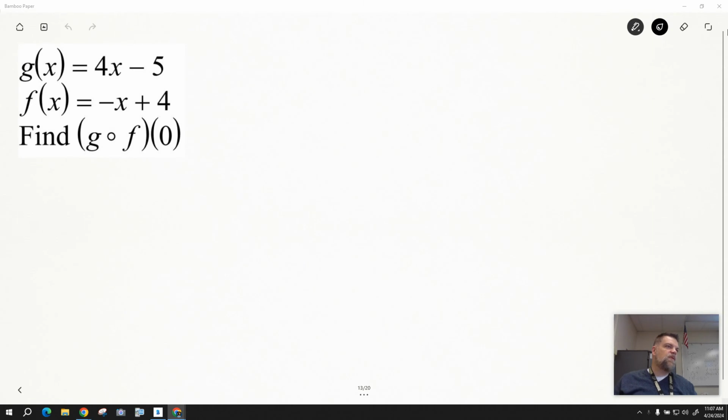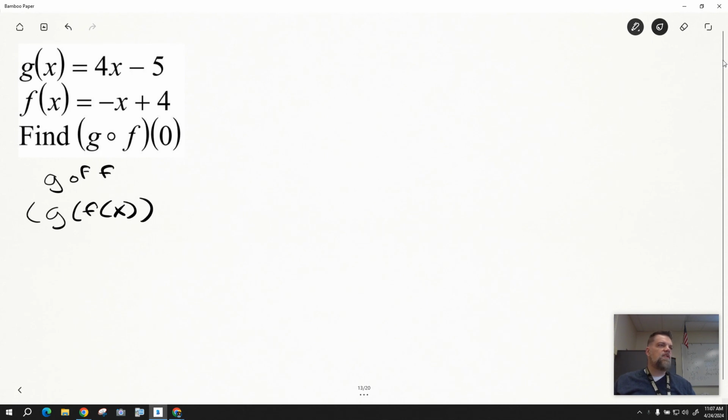All right, so remember that when we see G O F, that really means G of F, which is like saying G of F of X. Okay? And then at some point we're going to evaluate that at 0. So what does that look like?